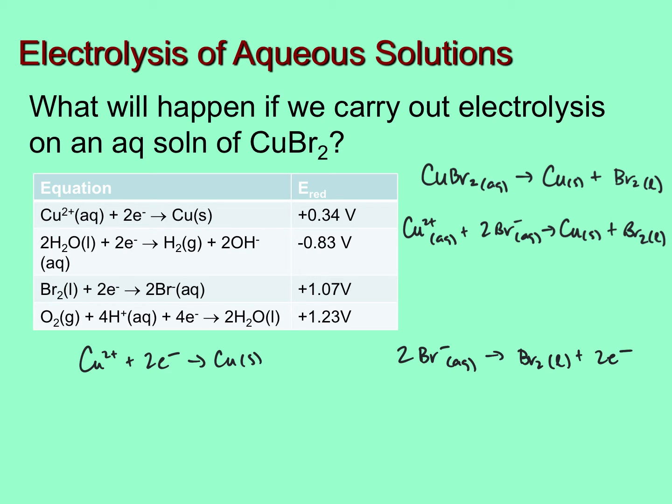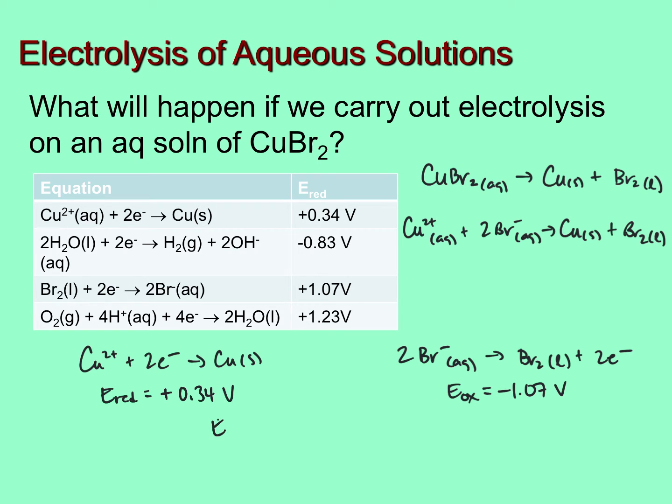Since the first one is being reduced, we're going to list this as a reduction potential and the second one as an oxidation potential. If you look right up here, the reduction potential for this process is positive 0.34 volts. And then the potential for the second one, the 2Br aqueous, would be the opposite of the positive 1.07 volts. So we'll make that negative 1.07 volts.